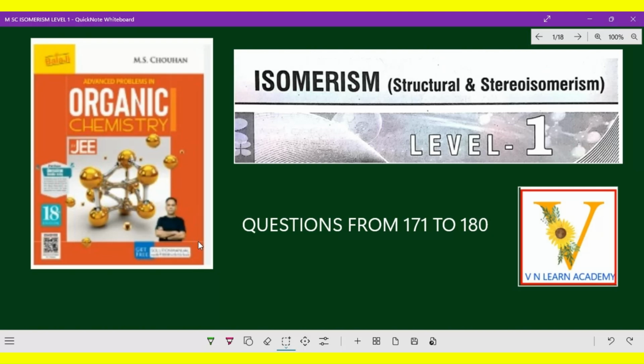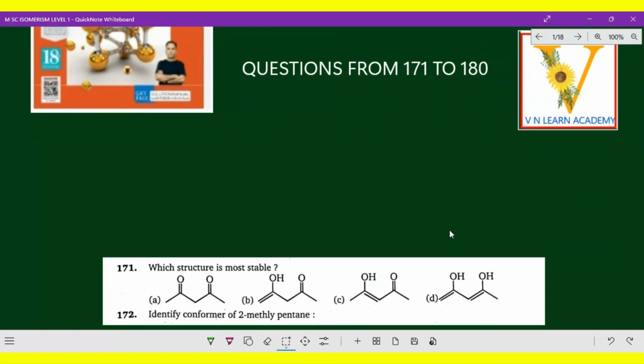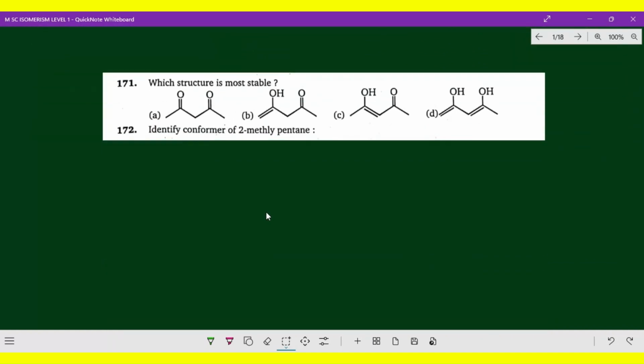Hello students, today we are going to see some more interesting and important questions from MS Chouhan's Organic Chemistry Isomerism, Level 1, and the questions from 171 to 180. Come on, let us discuss the first question. Which structure is most stable among these?